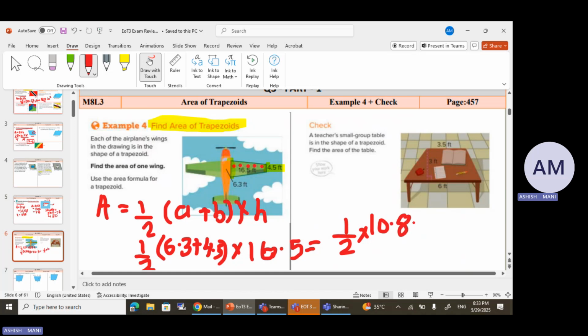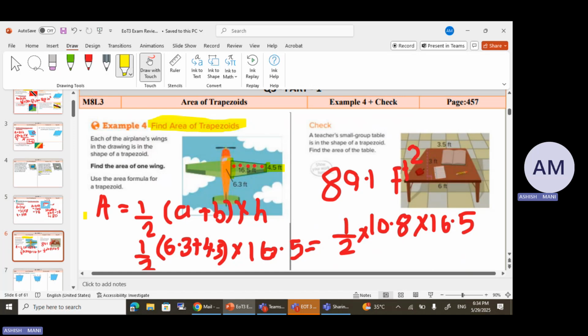10.8 multiplied by 16.5. First multiply the numerator, all the numbers in the numerator, and then divide by 2. The answer will come to 89.1 feet squared. This is how we find the area of a trapezoid.